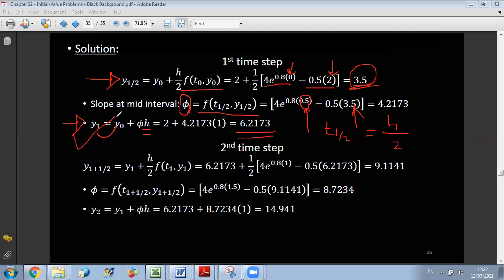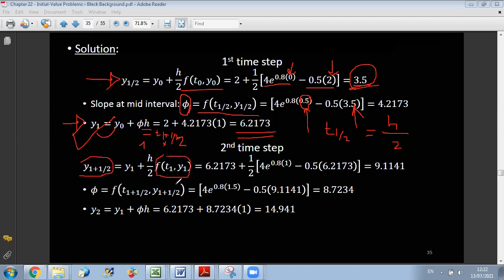Once we got y1, we move to the second time step, and we repeat the same procedure. Now we are working for t between 1 and 2. So the midpoint will be t of 1 plus 1 half, which is 1 second plus h over 2, which is 1.5. To find y at 1.5, it's equal to y1 plus h over 2 times f(t1, y1).